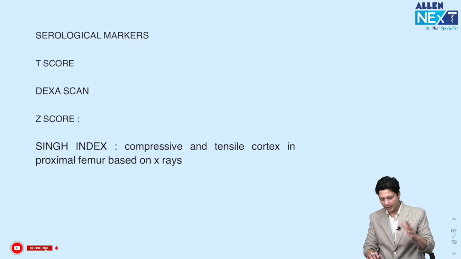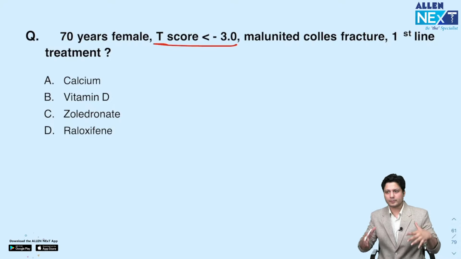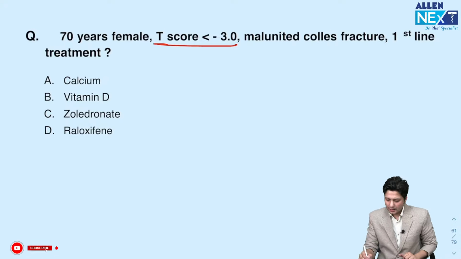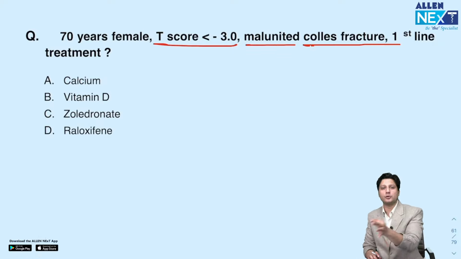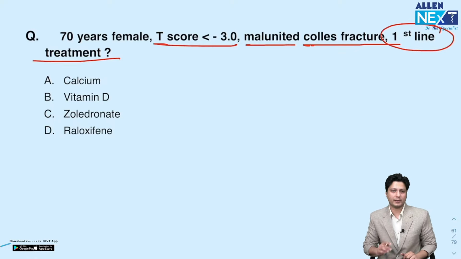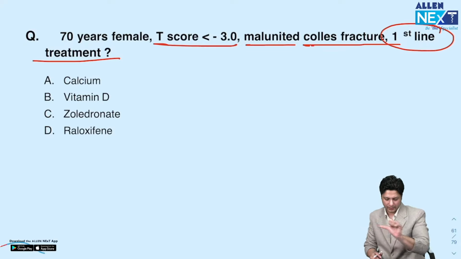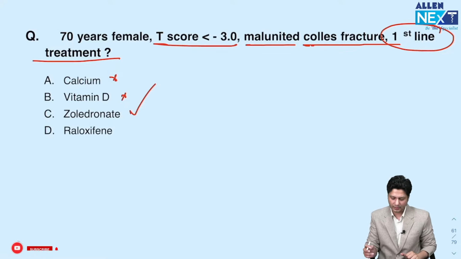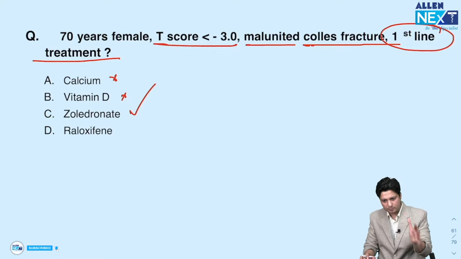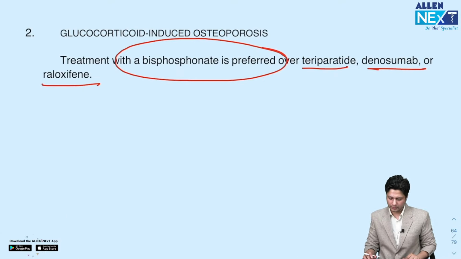If I give you a sample question, and they have asked this question before, like a 70-year-old female, T score given as less than -3. That means she is certainly a patient suffering from osteoporosis. But they have also mentioned that the patient has a malunited Colles fracture. What is the first line management in that patient? So that means she is an osteoporotic patient with a prior fragility fracture. Calcium, vitamin D, yes, they are important, but these are not first line drugs. The first line drug is going to be zoledronic acid. All right. So yes, specific questions are also expected to be asked in case of metabolic disorders like osteoporosis.